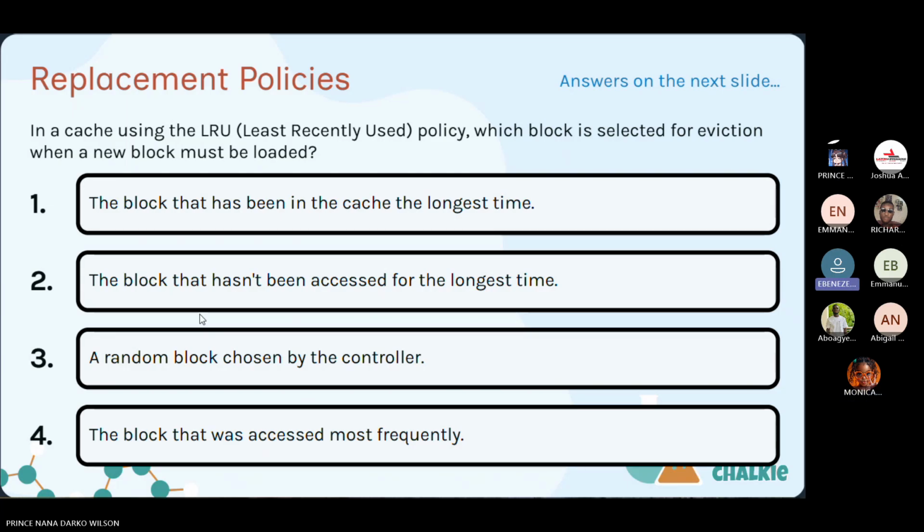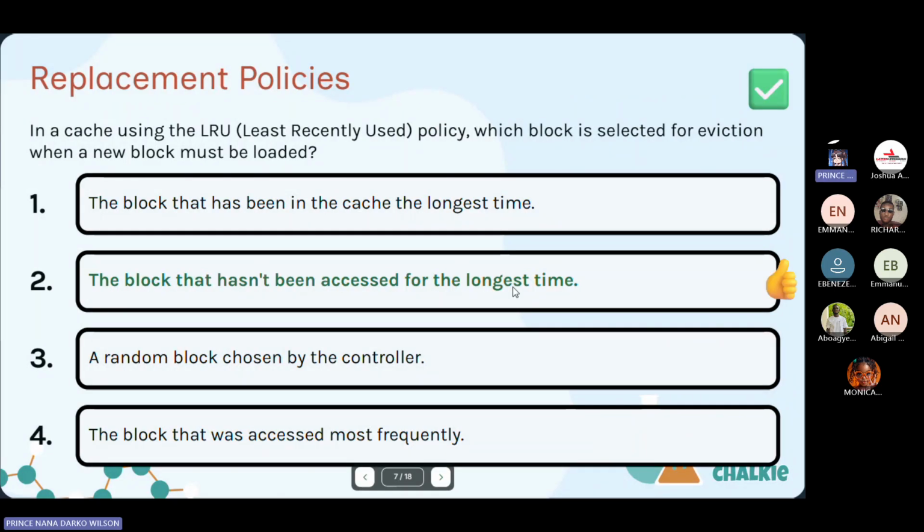Mr. Ebenezer, which one do you think will be evicted when we are using the least recently used policy? I think C. So C says a random block, which is 3. B, you said B. B says the block that hasn't been accessed for the longest time. Someone says C, the random block chosen by the controller. Okay, let's see what the right answer is and why it is the right answer.